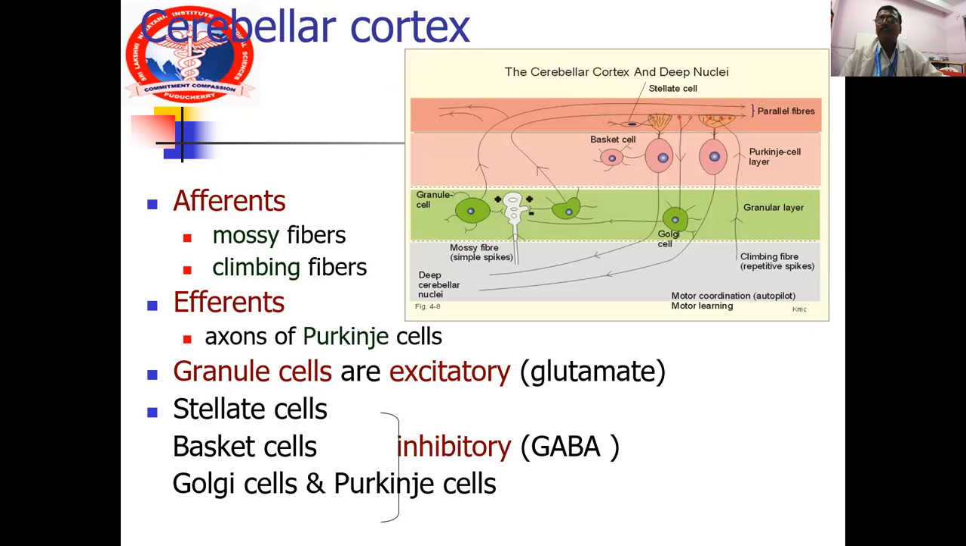And these pictures again give us the information that the afferents are mossy fiber and climbing fiber. Efferents are axons of the Purkinje cells, and granule cells are excitatory, secreting the neurotransmitter glutamate. Stellate cells, basket cells, Golgi cells, and Purkinje cells are all inhibitory in action, which will secrete GABA, gamma-aminobutyric acid.